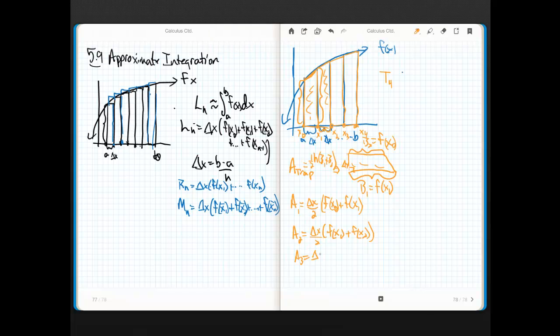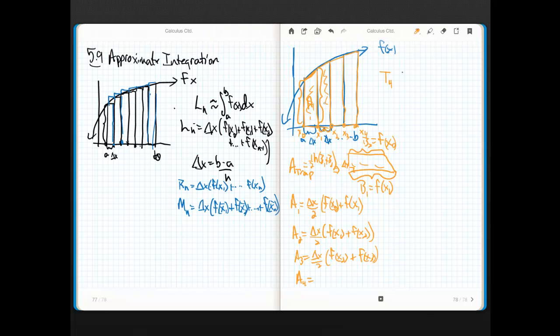You're going to hate me for it, but that's all right. It won't take very long. Don't be haters. It's going to be the same analysis. We're going to get f of x sub 2 plus f of x sub 3. And then last but not least, A sub 4, the area of the fourth.